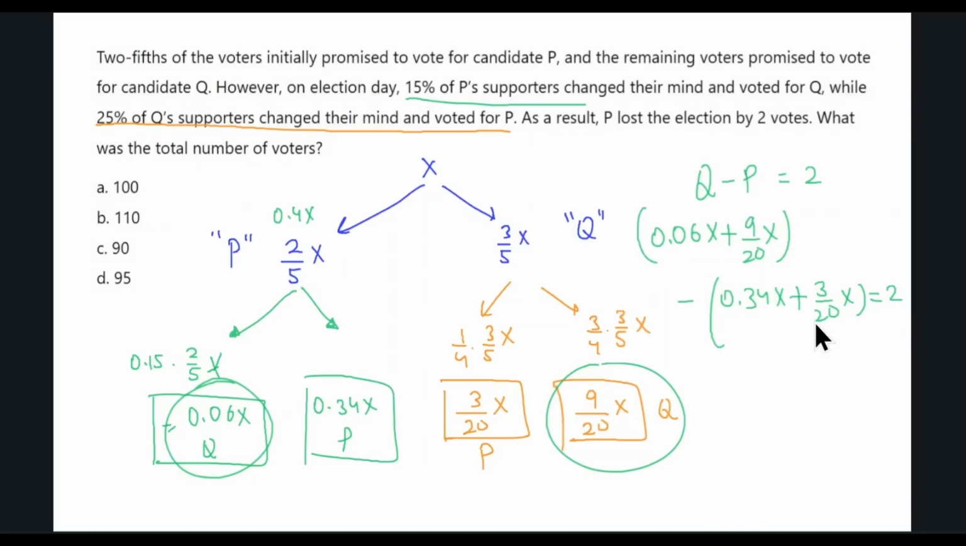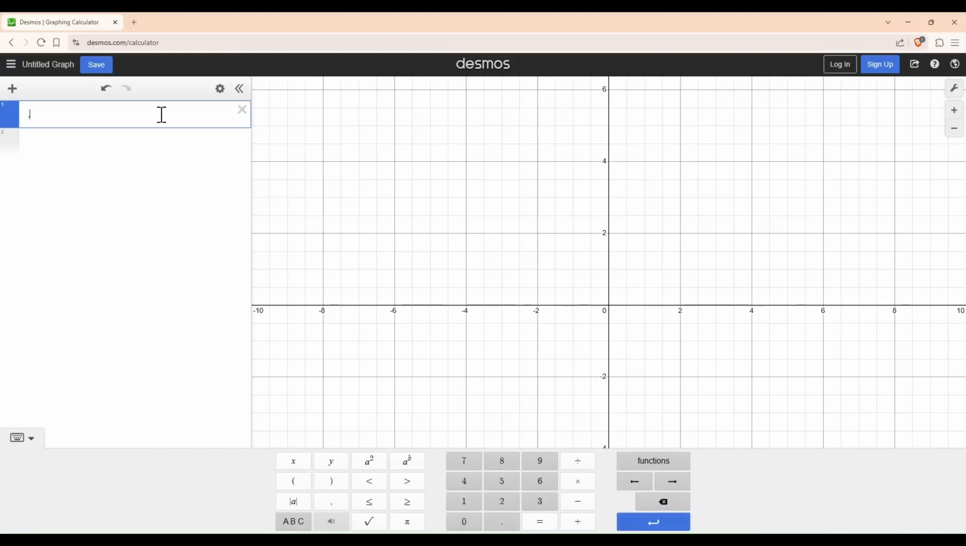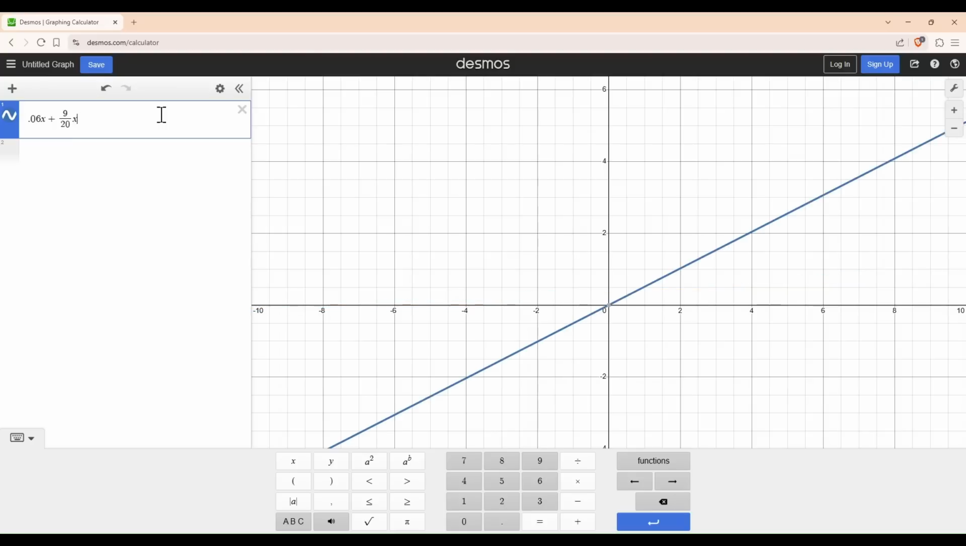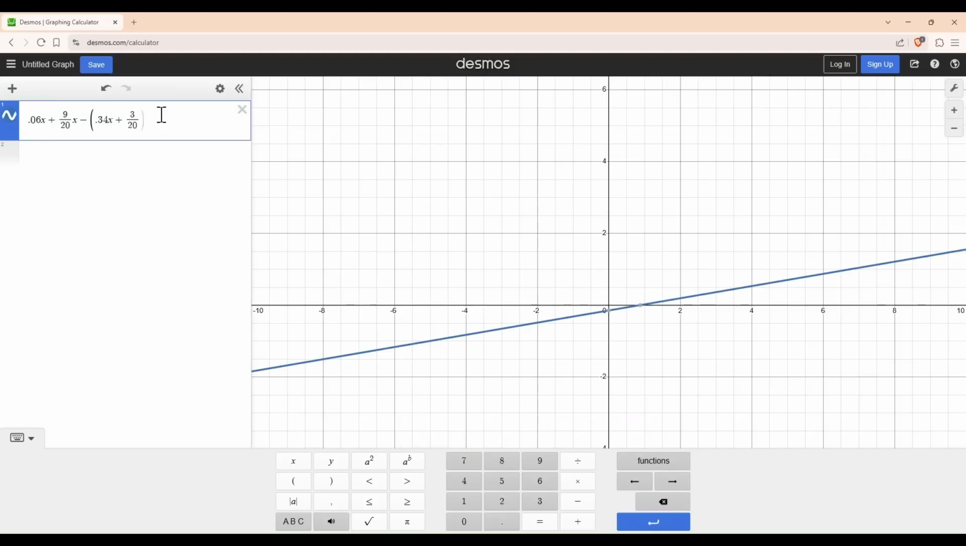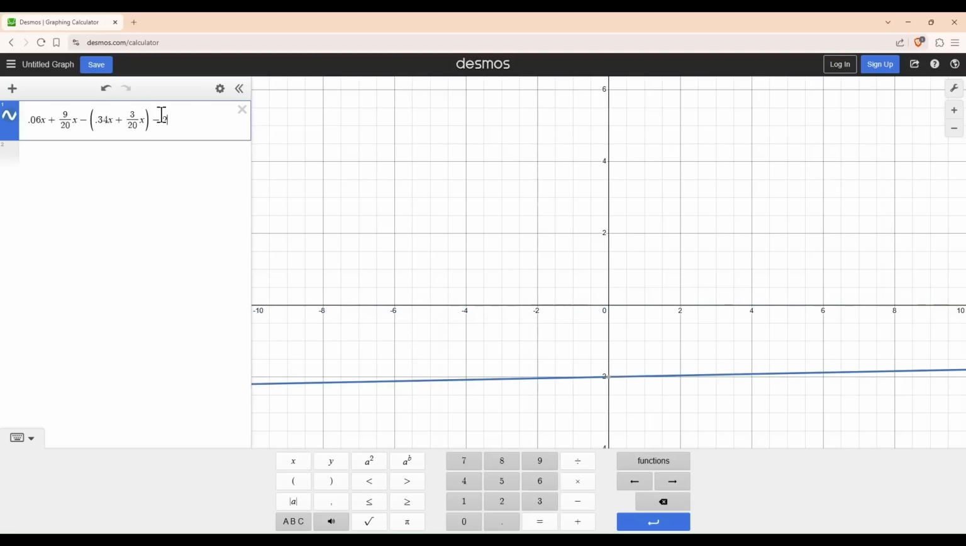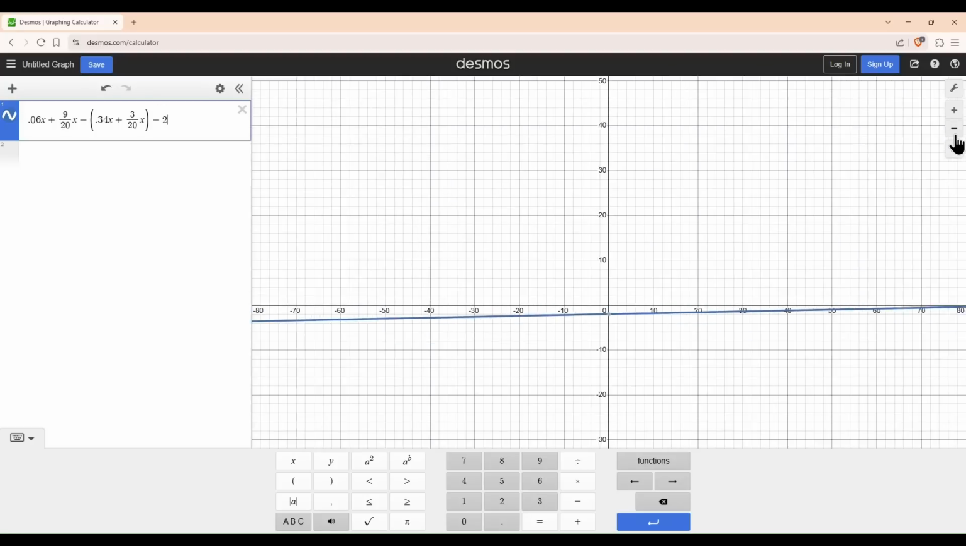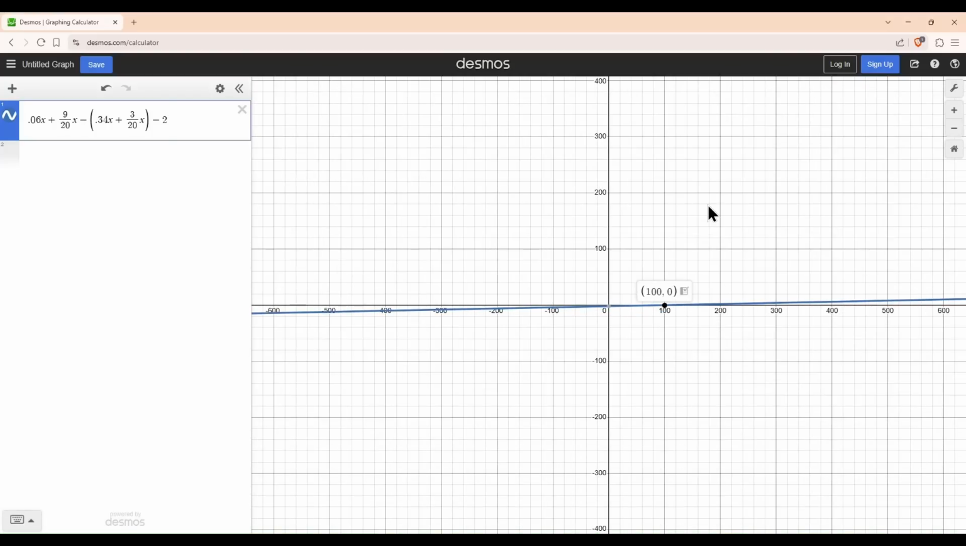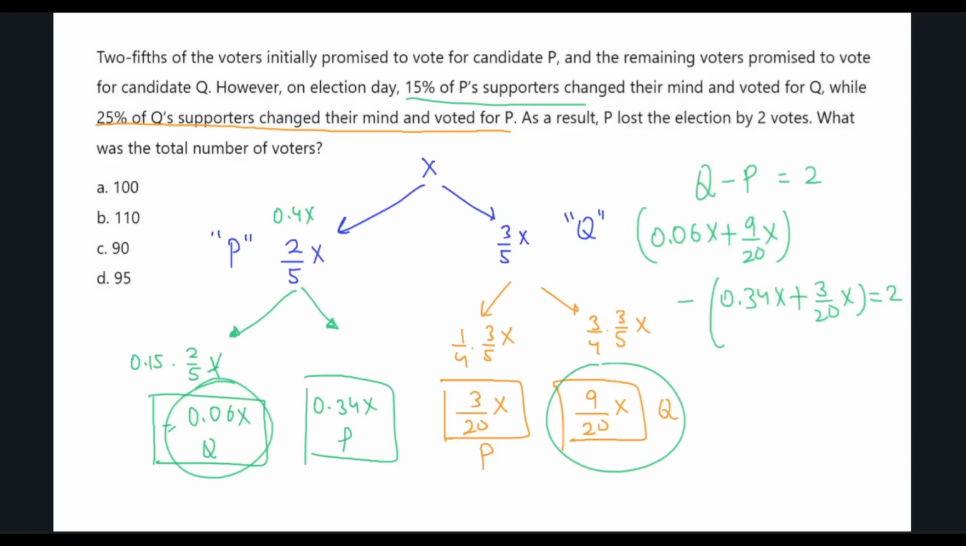Now, if you want, you can type this in Desmos or do this manually. I'm just going to plug it in Desmos. Right, so it is 0.06x plus 9/20x. And remember this minus and then parentheses is really important. 0.34x plus 3/20x. And like I said earlier, repeatedly, put it as an expression rather than an equation. So 2 comes on the left side, so -2. So if I zoom this out, I'm going to get x-intercept, that is my answer, as 100. So this means that the total number of voters that we took as X were 100, option A.